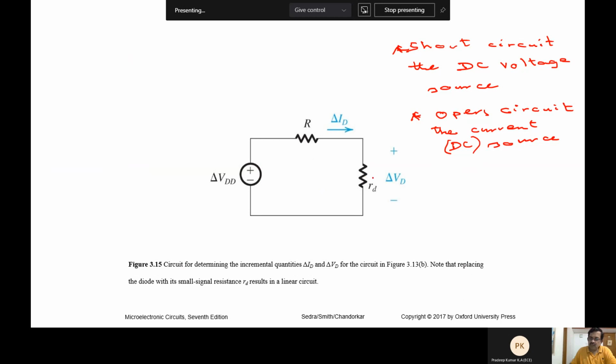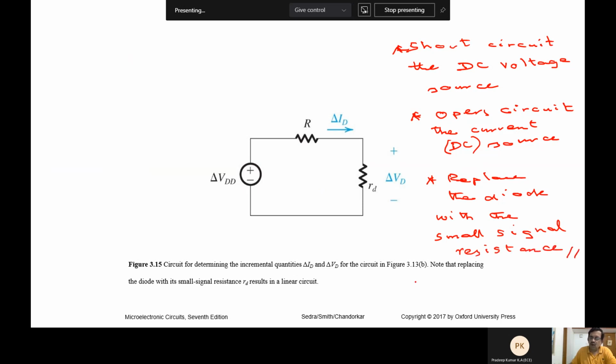So the third step is actually to replace the diode with the small signal resistance. Of course, the resistance always has unit of ohms. The small signal resistance will be of the order of few ohms, as I said earlier. So note that replacing the diode with its small signal resistance results in a linear circuit, because it is simple. I can apply Ohm's law straight away by current division.